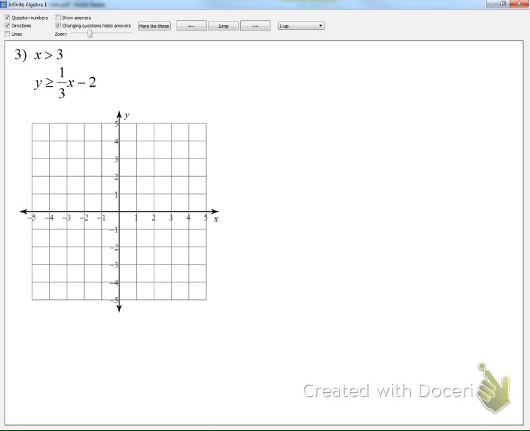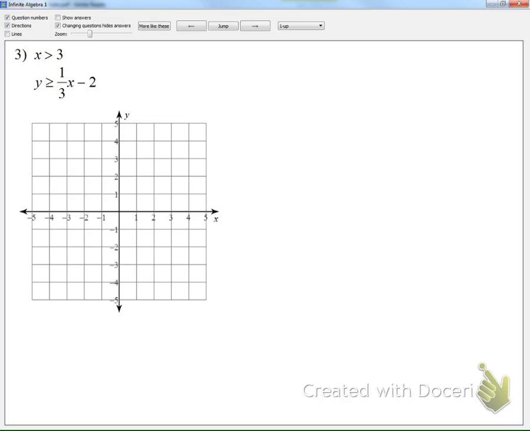We do have some special situations when you're graphing inequalities. Example 3 is one where we're going to have a special condition. So let's go ahead and graph these 2 inequalities. First of all, look at the x greater than 3. I notice in this inequality I only have one variable. What did you do when you only had one variable with an equation?